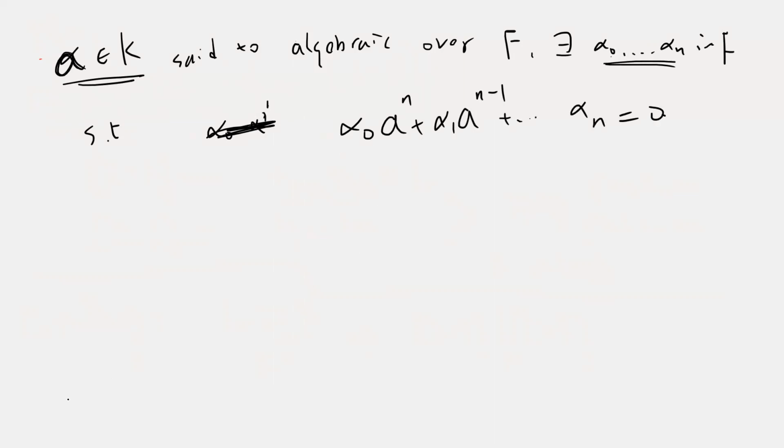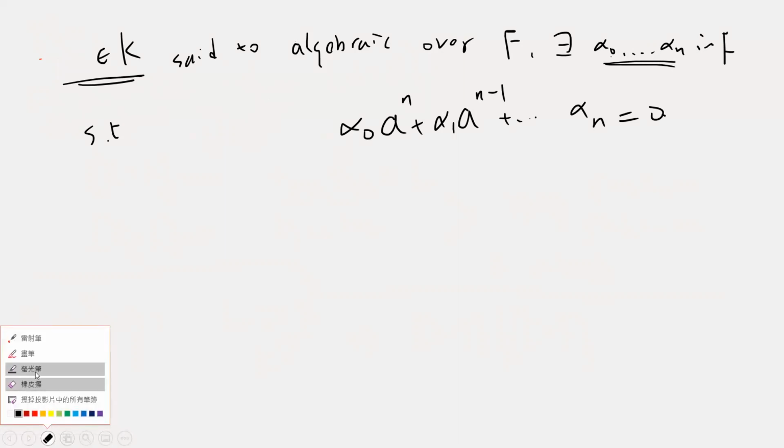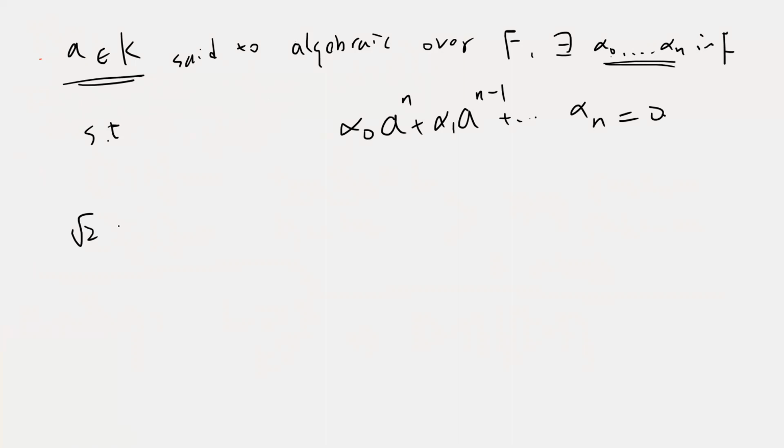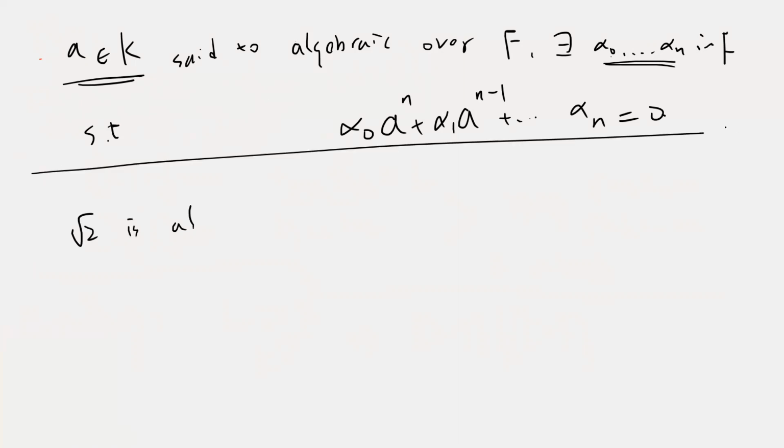Yeah, basically it's just the algebraic equation, right? Okay, so let's talk about the example. This example is also easy, right? For example, the square root of 2 is algebraic over Q, because x squared minus 2 has it as a root, and the coefficients are in the rationals, right?